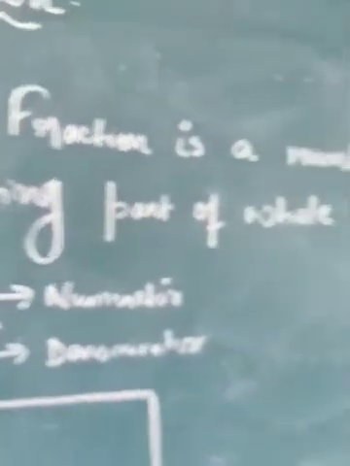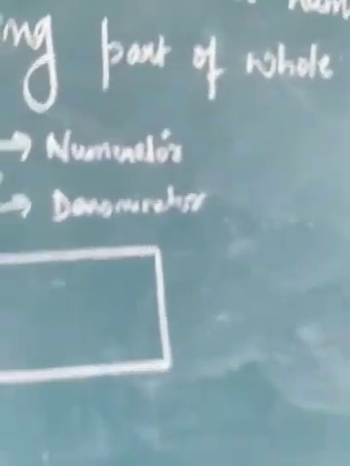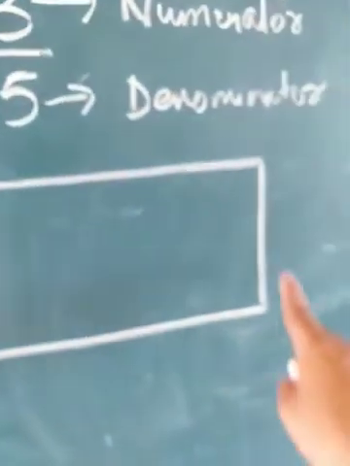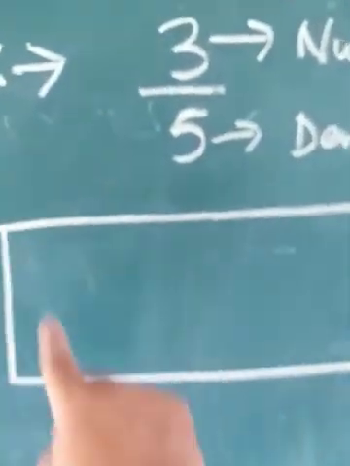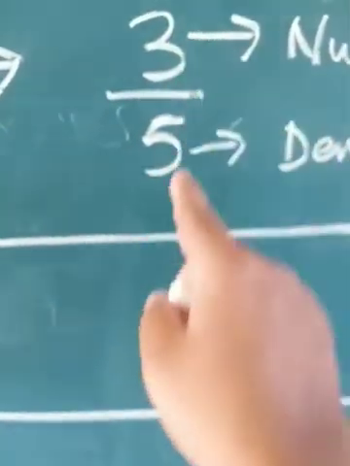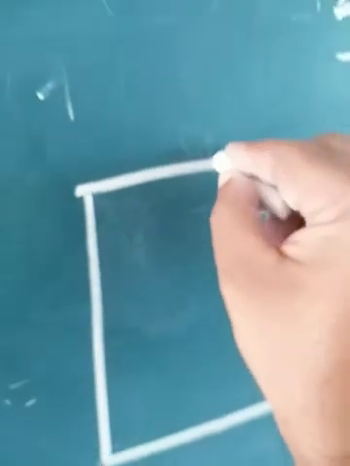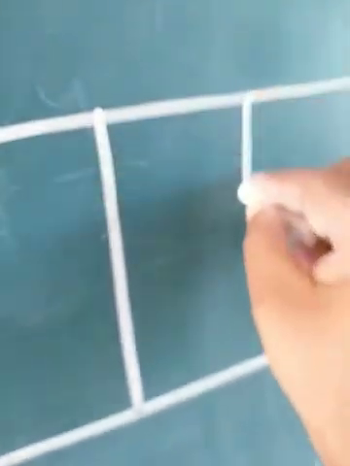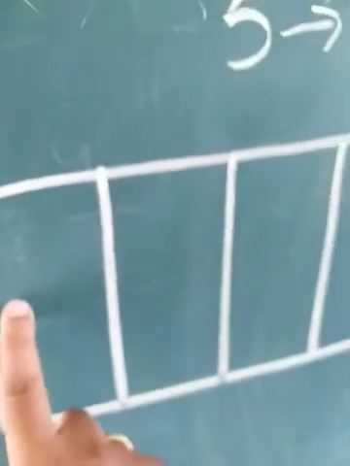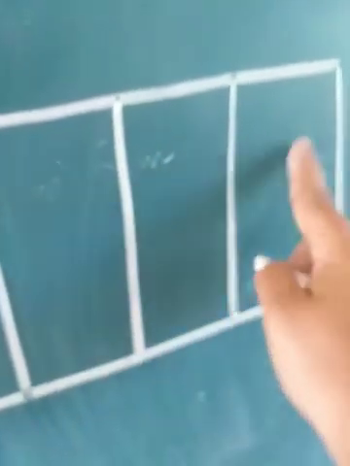Now what is a fraction? What did I say? Fraction is a number representing a part of a whole. Suppose this is a whole rectangle. Now if I say that this whole rectangle form is 3 by 5, what does it mean? It means that this whole part has been divided into 5 equal parts. That is 1, 2, 3, 4, 5. So you have divided the whole part into 5 equal parts.